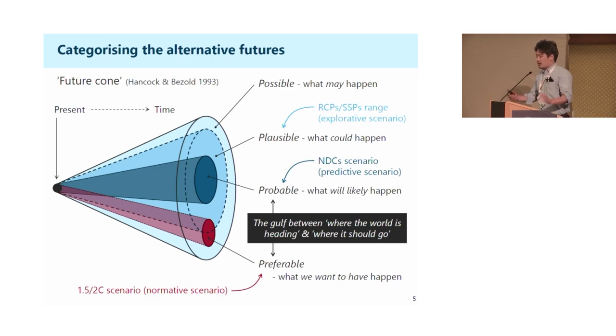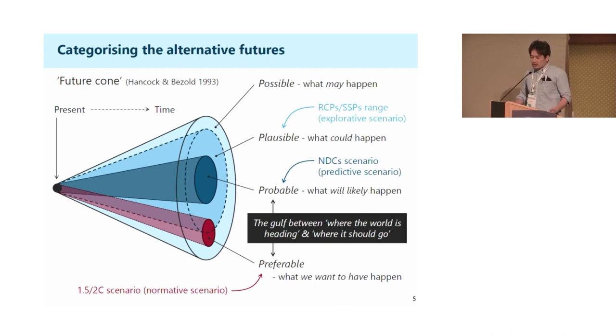One way I think this is helpful is the concept developed by Hancock and Bezold in 1993. They are researchers in the health sciences, and they use a very simple diagram of the futures cone, classifying different futures into four categories. One is the potential future, what may happen. The other is the possible future, what could happen. The third, the probable future, is what will likely happen. And the fourth is the preferable future, what we want to happen.